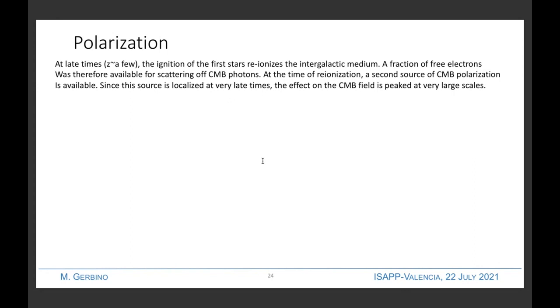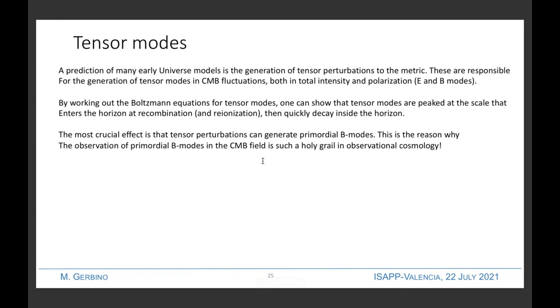And finally, of course, what we have said so far can be repeated for tensor modes. So we write down the Boltzmann equations for the evolution of CMB anisotropies, including, in this case, the tensor perturbations, and we can derive analogous expressions for the evolution of tensor modes in the CMB field. We have a difference in this case because tensor modes quickly decay away once they enter the horizon. So the contribution of tensor modes to the CMB field is very localized at a specific range of wave numbers, or a specific range of scales.